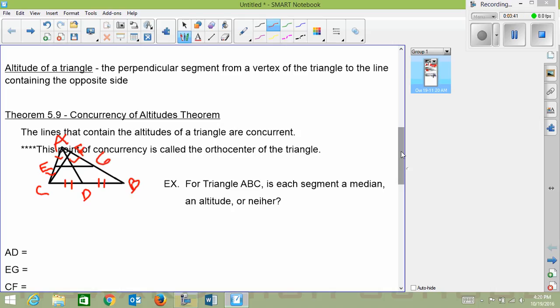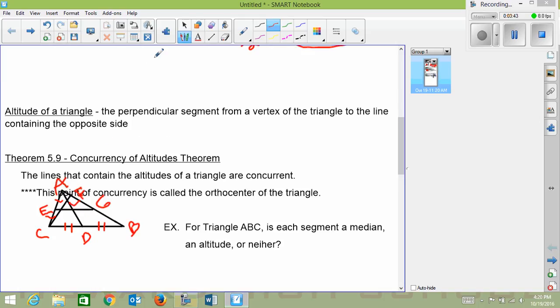And some of that got covered up because I moved my... must have hit enter up here.